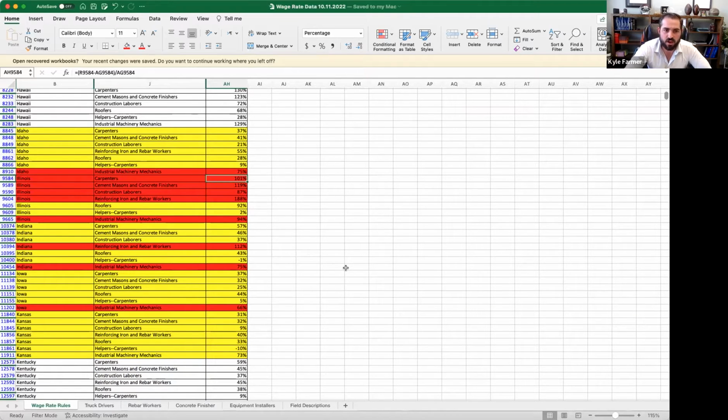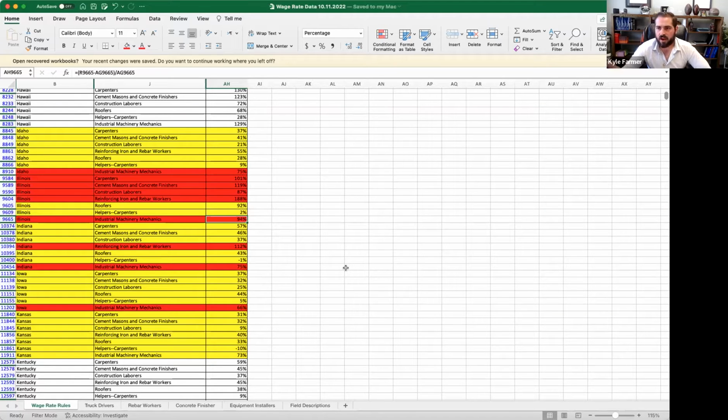Cement masons and concrete finishers, 119%. If you were grouped just as construction laborers, it would go up 87%. Reinforced iron and rebar workers, 188%. And then this is how some of our equipment installation companies have been classified. This is Idaho, though. Let's see if we have that one for Illinois. Yeah, we do. For Illinois, right here, 94%.